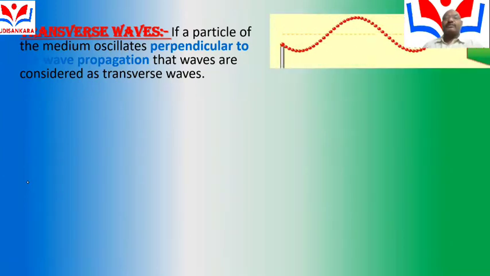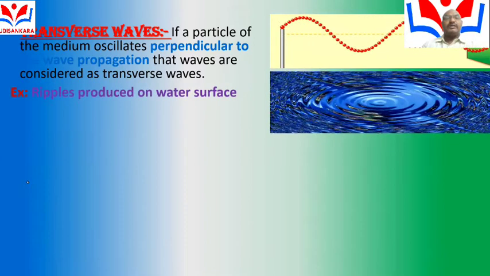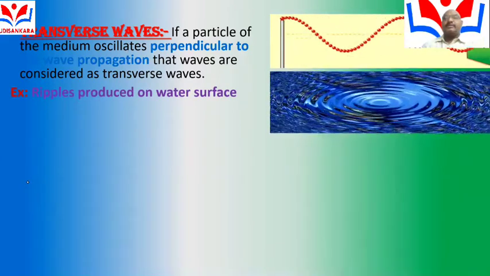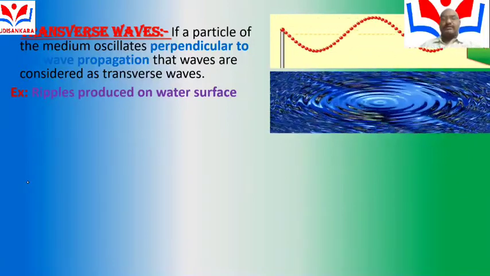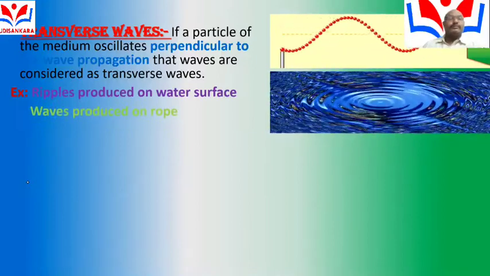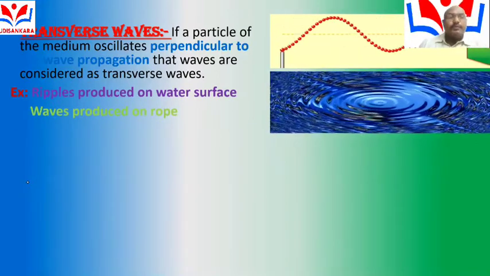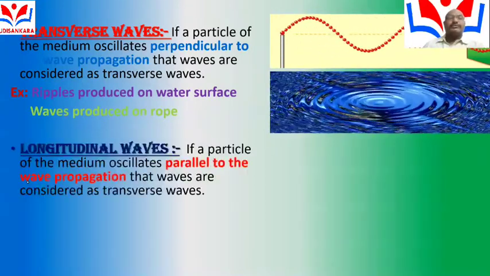Transverse waves move perpendicular to the wave propagation. An example is ripples produced on a water surface. So the diagram is as shown in the figure: ripples produced on a water surface and waves produced on a rope.